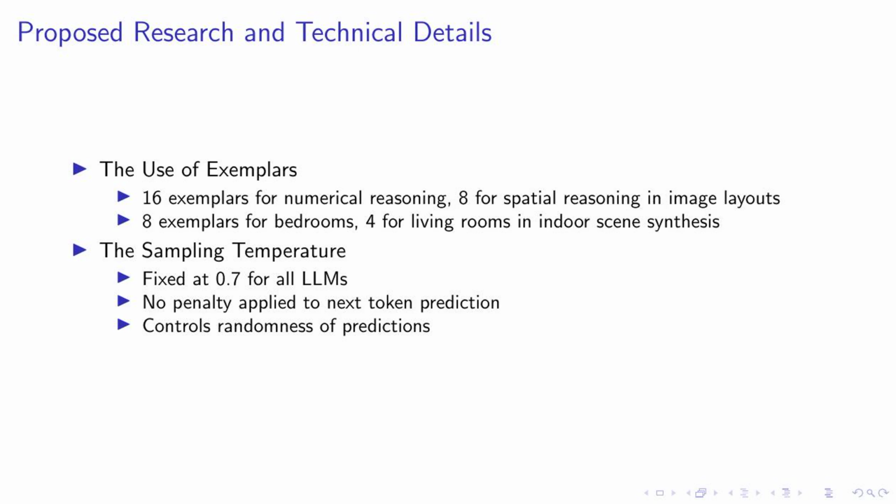Now let's talk about the sampling temperature. We've kept it fixed at 0.7 for all large language models. This parameter controls the randomness of predictions, striking a balance between diversity and accuracy. Importantly, we've applied no penalty to the next token prediction, allowing the models to generate freely. This combination of strategies has allowed us to create accurate and creative image layouts and 3D indoor scenes.